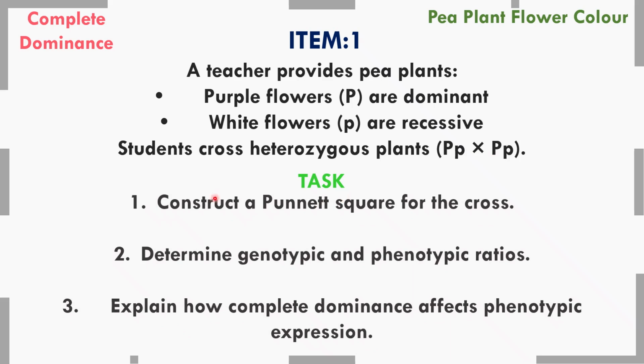Tasks. Construct a Punnett square for the cross. Determine the genotypic and phenotypic ratios. Explain how complete dominance affects phenotypic expression.